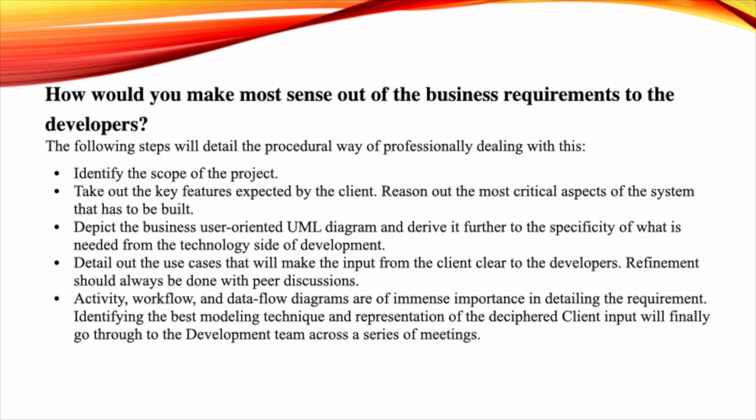How would you make most sense out of the business requirements to the developers? The following steps will detail the procedural way of professionally dealing with this. Identify the scope of the project. Take out the key features expected by the client. Reason out the most critical aspects of the system that has to be built. Depict the business user-oriented UML diagram and derive it further to the specificity of what is needed from the technology side of development. Detail out the use cases that will make the input from the client clear to the developers.